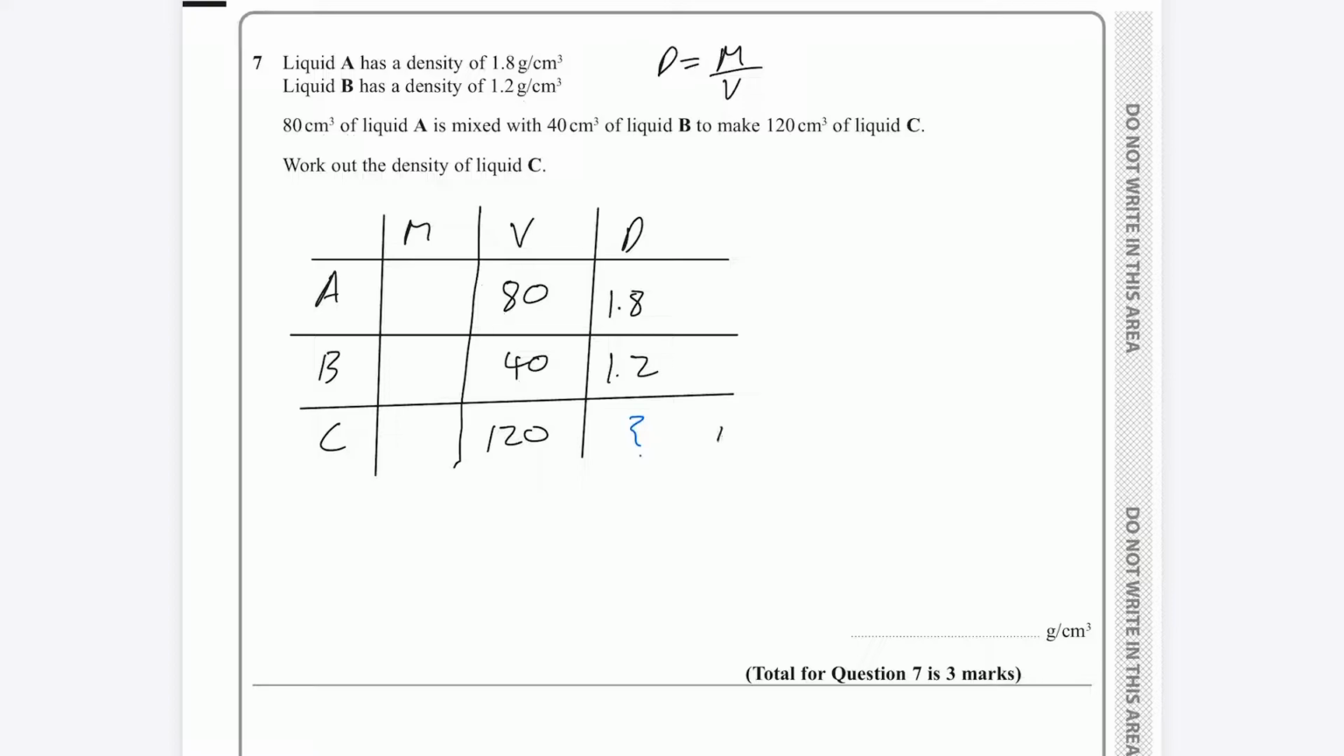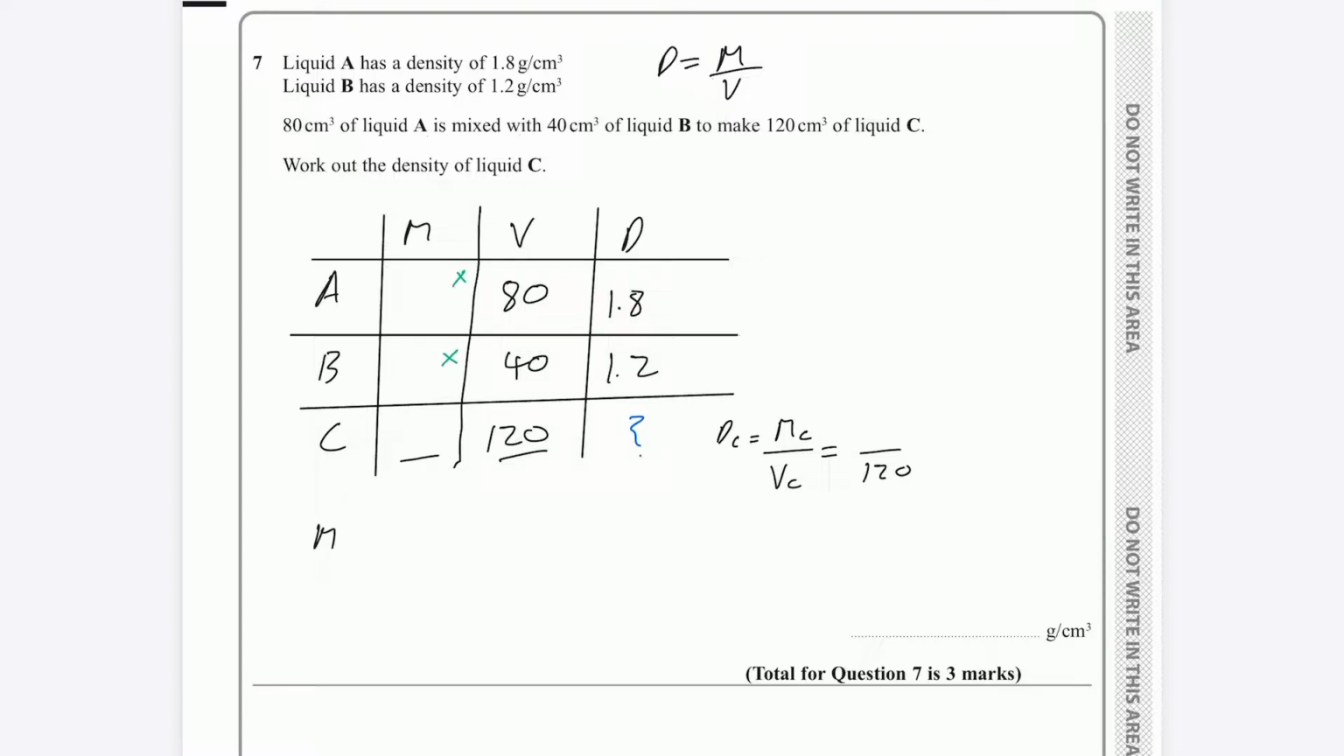So to work out the density of C, we are going to need the mass of C divided by the volume of C. Now we know what the volume is, it's 120, we have that here. We don't know what the mass is, so we want to work out the mass. We can do that by finding the mass of A and finding the mass of B.